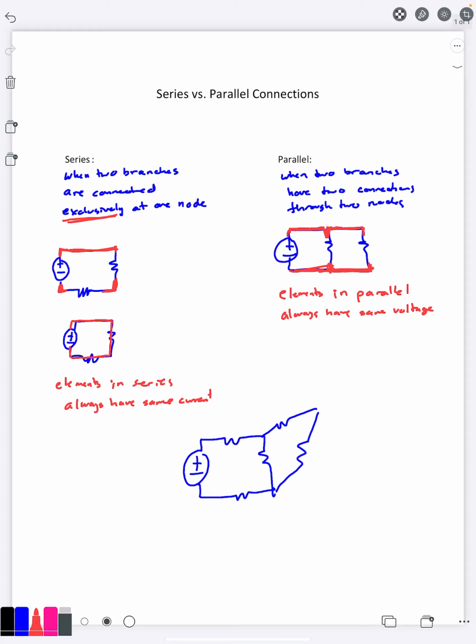If I look at this resistor and this resistor, they are connected by a single node, not two, so they're definitely not parallel. However, that single node is not exclusively connecting those two resistors, so that means those two resistors are not in series or in parallel, which means they are not going to have the same current and they're not going to have the same voltage. So at this point in time with that bottom circuit, you really can't say much more. However, we are going to learn how to handle circuits like that.